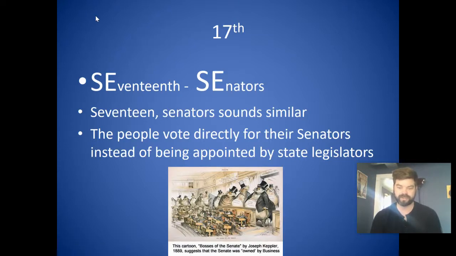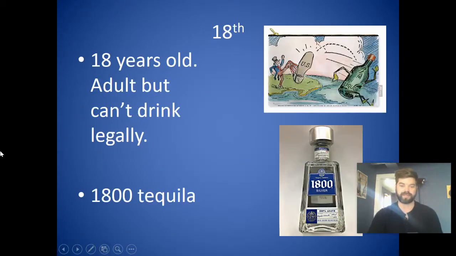17th, senators. 17 senators. We now directly elect our senators. They used to be picked by the state governments, which created a whole bunch of problems with corruption. So in order to give the people more power, more direct say in the government, you go to the ballot and vote for your senators directly. Okay. Senators are elected every 6 years. Members of the House every 2 years. So senators, 17 senators.